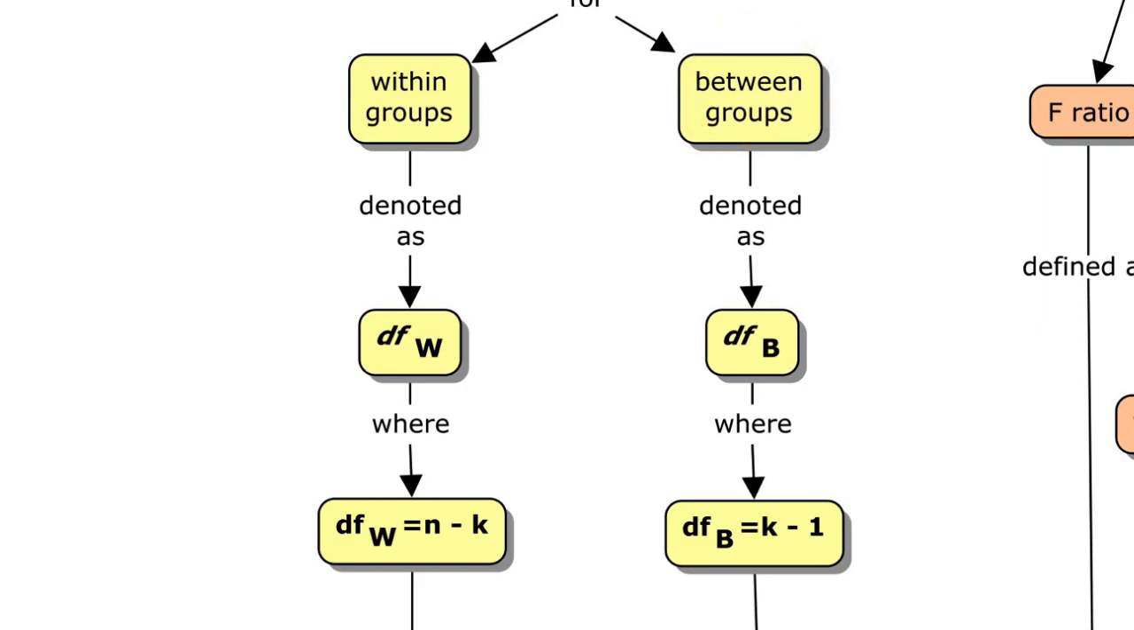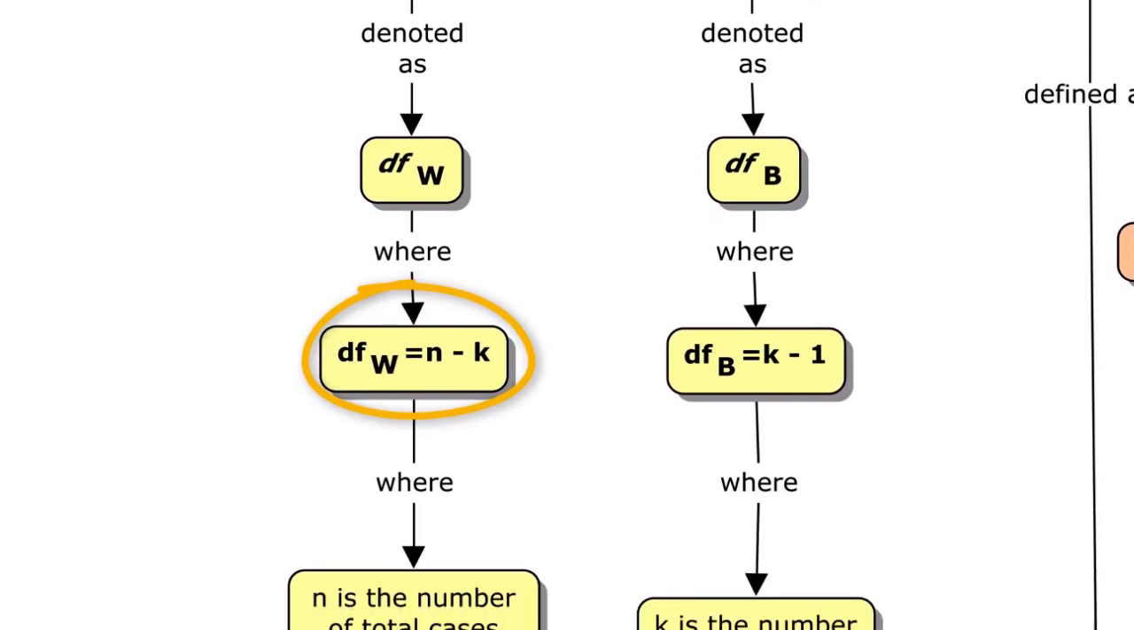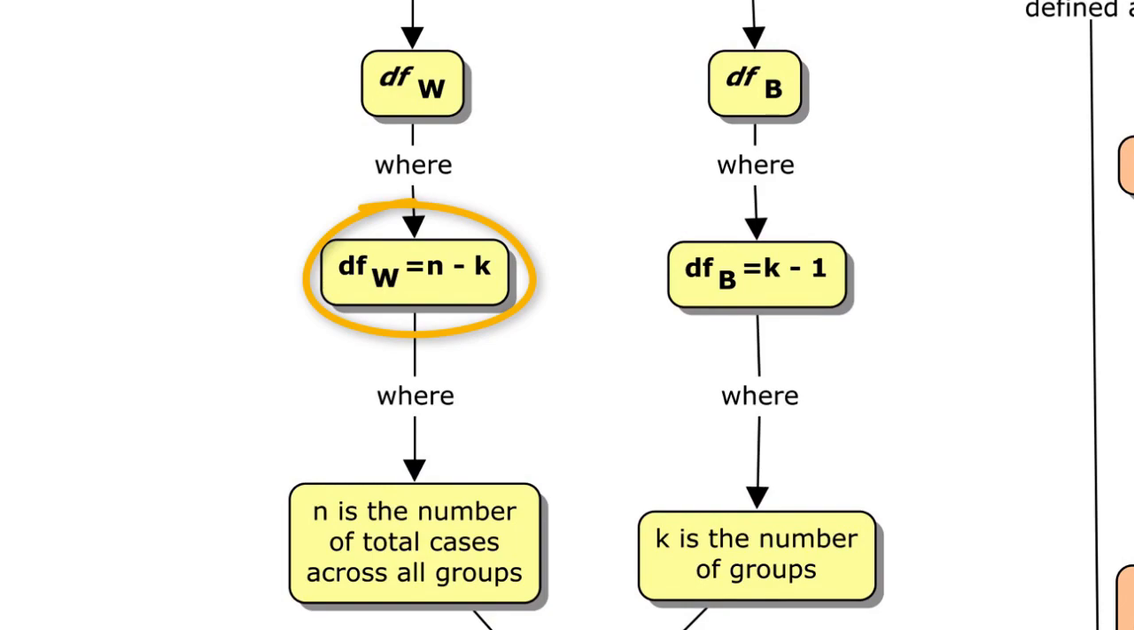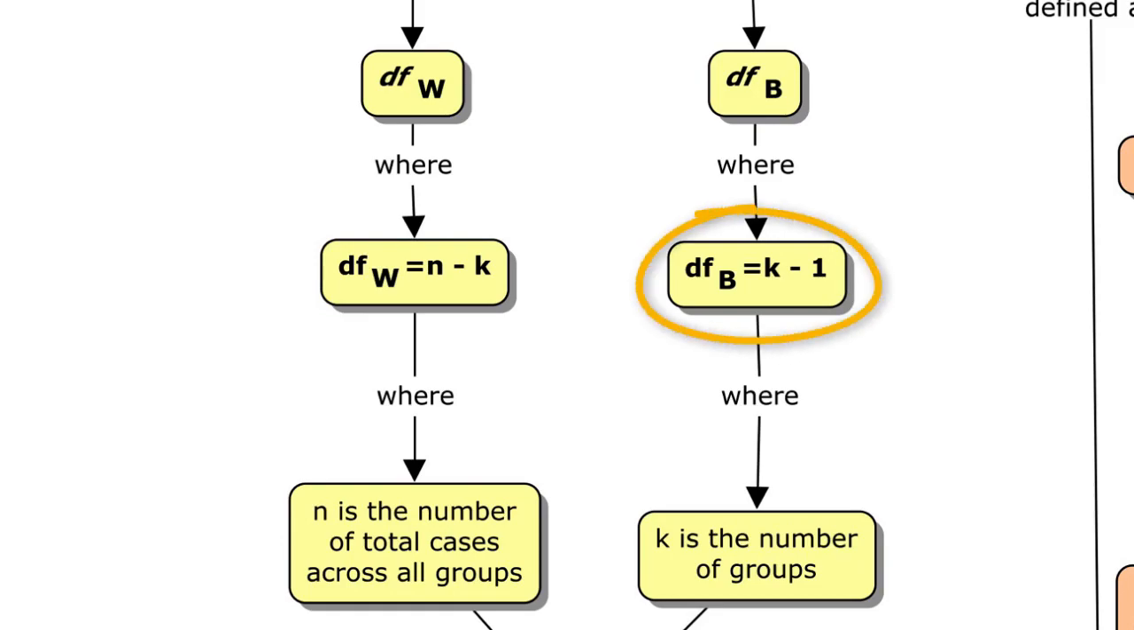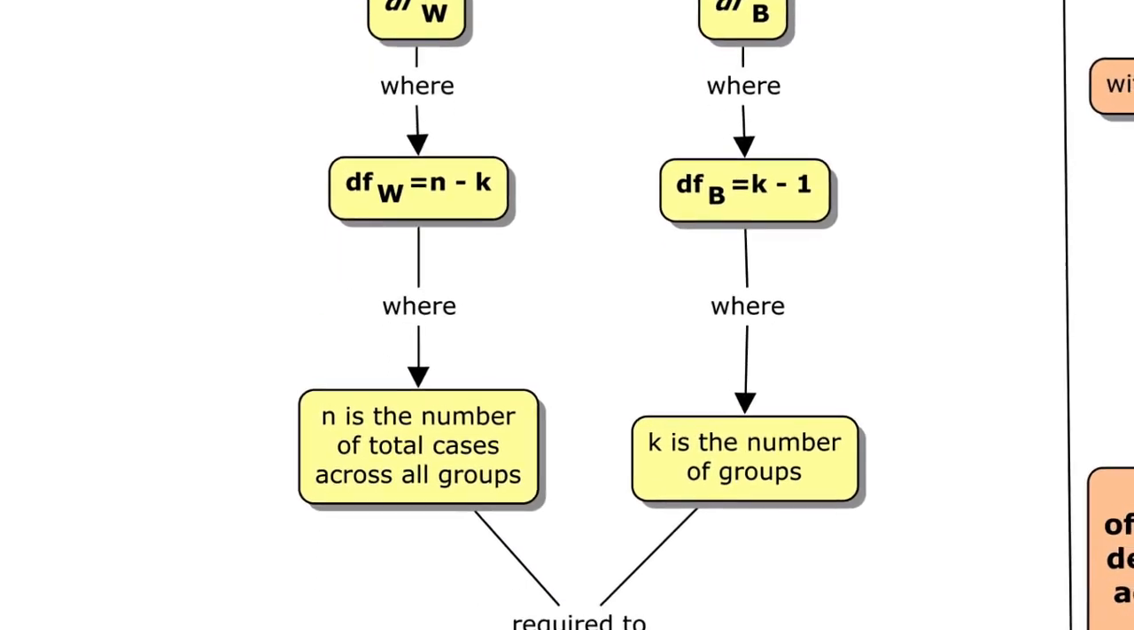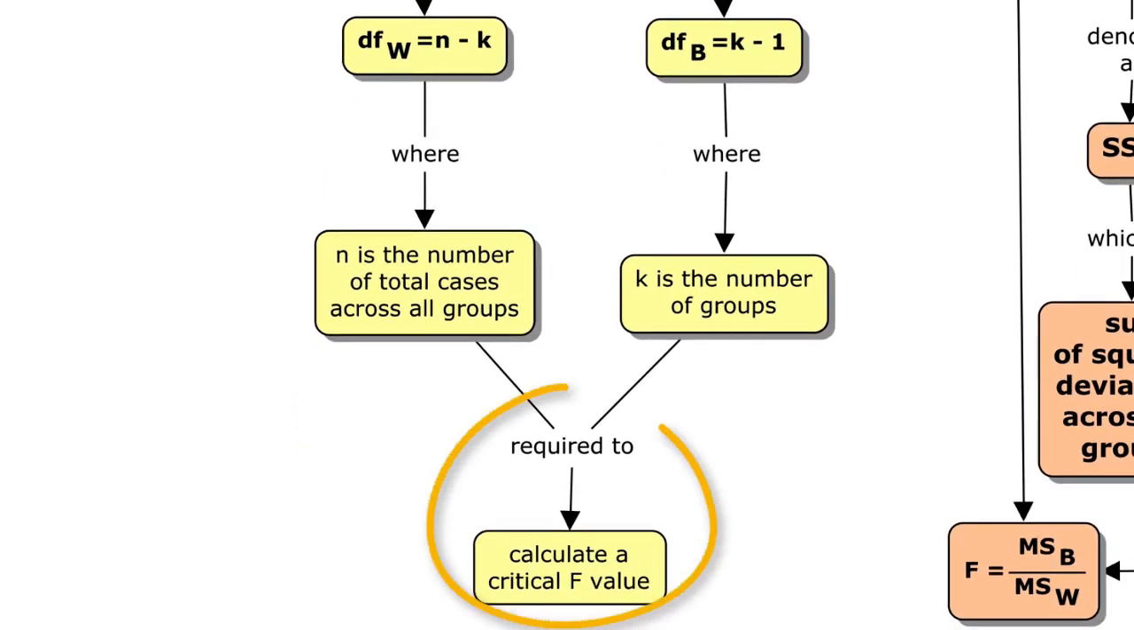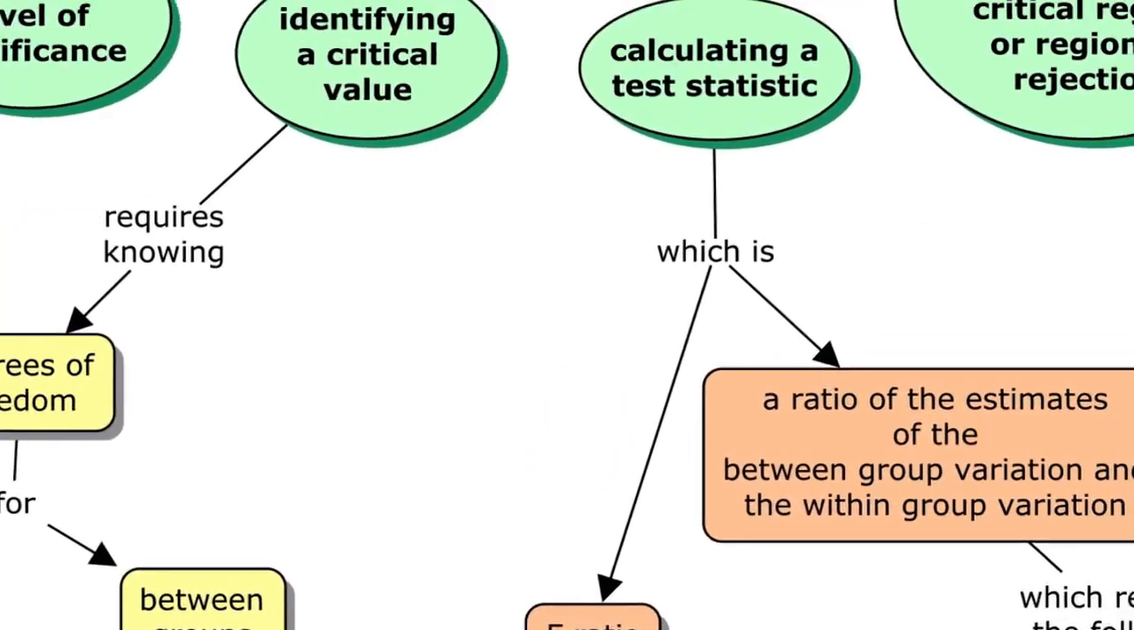The degrees of freedom within is easily calculated and is equal to n minus k, where n equals the number of elements within each sample, and k refers to the number of samples or groups that are being tested. For the degrees of freedom between, again, this is also fairly straightforward. It is k minus 1, where k is a number of groups or samples. And both of these results, the degrees of freedom within and the degrees of freedom between, are both used to calculate the critical f-value. This brings us to step 4, where we are calculating a test statistic.